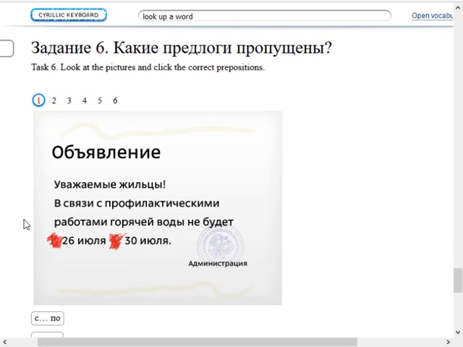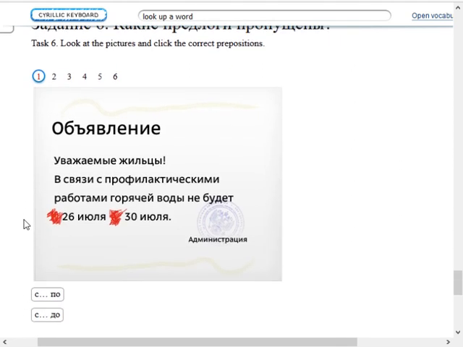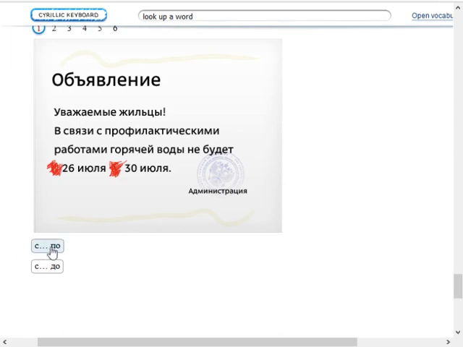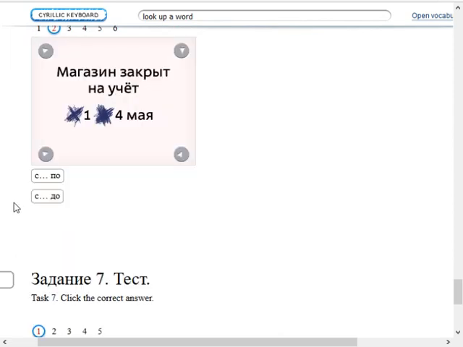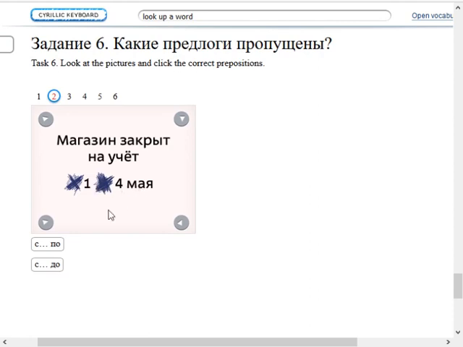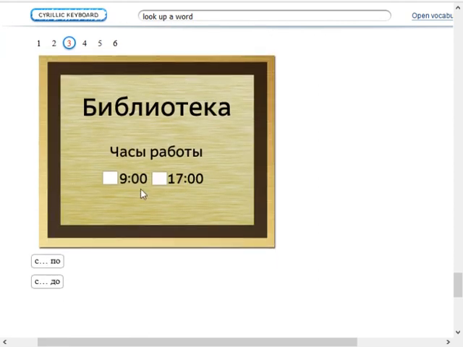Okay, so let's see now. What do we have here? Well, this should be fairly straightforward. You can see it's the 26th of July till the 30th of July, so that should be obviously с/по and not с/до for months. Same thing here, 1st to 4th of May, so it's с/по for days. Aha, but these are times of the day, and so it's с/до. The library opening hours are from 9 till 7, so it's с/до.